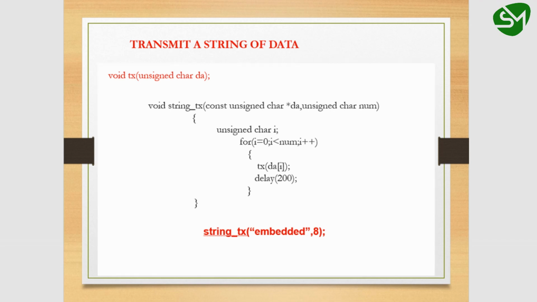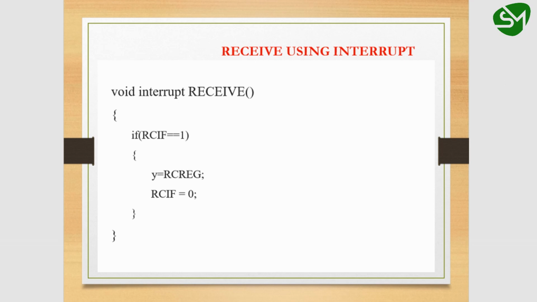So now you are clear about transmitting 1 byte of data and transmitting a string of data to the UART bus. Let's see the receive function. Most often we will be receiving the data in an interrupt in UART communication. You can see void interrupt receive is the interrupt function that we are writing for receiving the data. Void interrupt is a keyword and receive is a function name. You can write whatever name you want instead of receive.